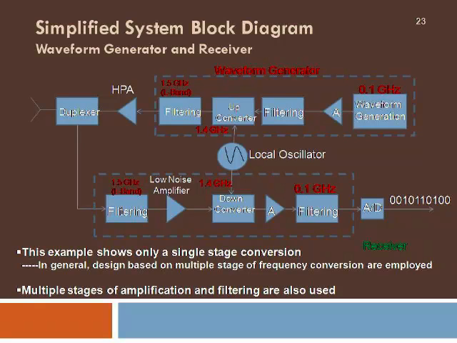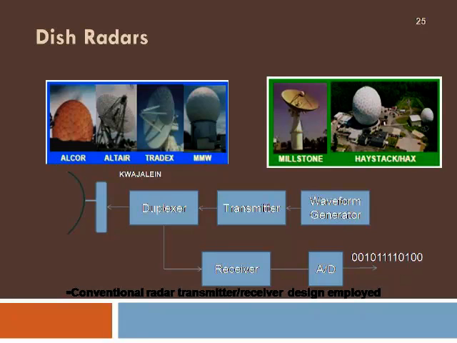So here the example is to show different stages of the waveform generation and the receiver. Multiple stages of amplification and filtering are used both in the transmitter and in the receiver. Here you can see different standard radars that are used and a simple block diagram of a radar. Here we have a waveform generator followed by a transmitter and a duplexer.